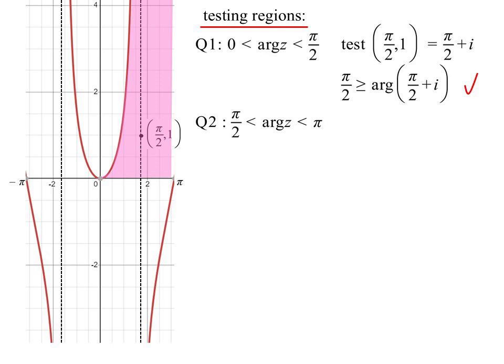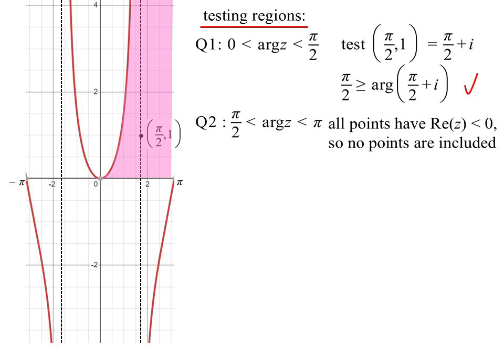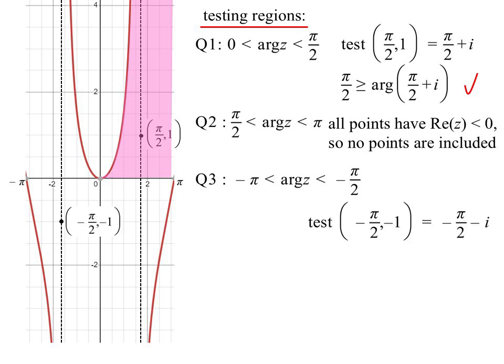Second quadrant. Pi on 2 is less than the argument of Z is less than pi. But hang on. All of the points in the second quadrant have a real part of Z which is negative. Then there's no way that that real part is going to be greater than the argument. So no points in that section are included. Let's look at the third quadrant. In the third quadrant, arguments go in between minus pi and minus pi on 2. Okay, let's test a point. Again, I'll pick one where I know the x value. So minus pi on 2, minus 1. Is minus pi on 2 greater than or equal to the argument of minus pi on 2 minus i? Yes, it is. Therefore, I'm in that section there.